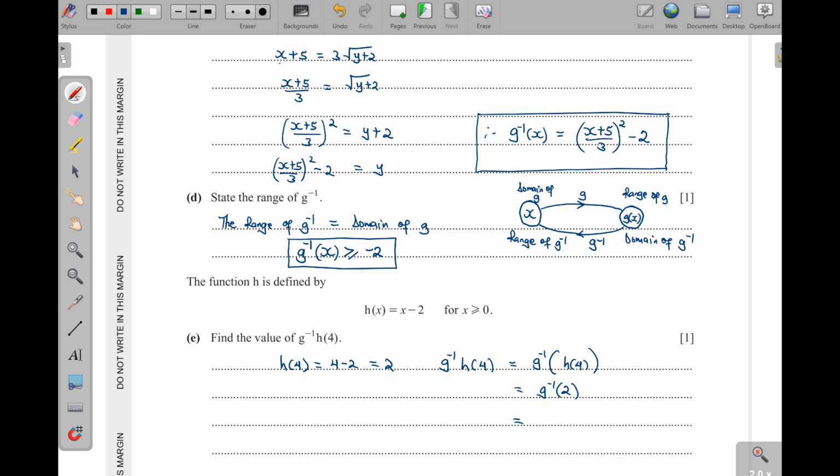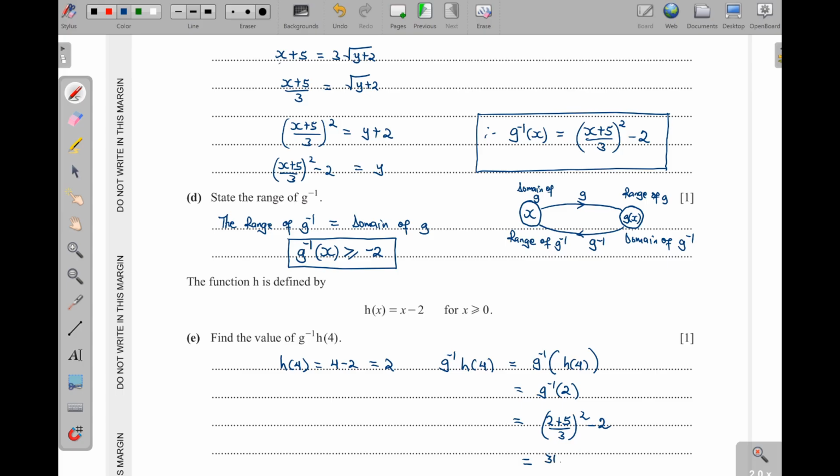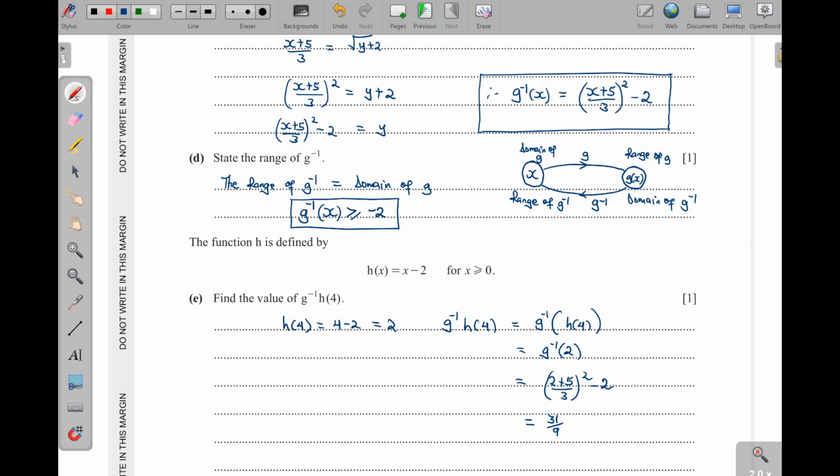So this one will be equal to 2 plus 5 over 3. We square that, we subtract 2. What will be the answer? We have 2 plus 5, that is a 7. 7 squared, that is a 49. Then 3 squared, that is a 9. So 49 over 9, then minus 2. And that one is 31 over 9. 31 over 9. And that is our answer here.